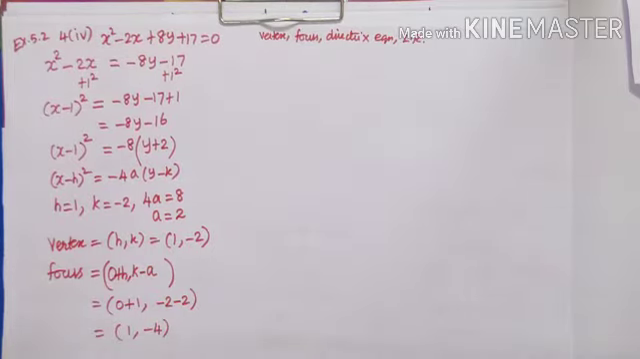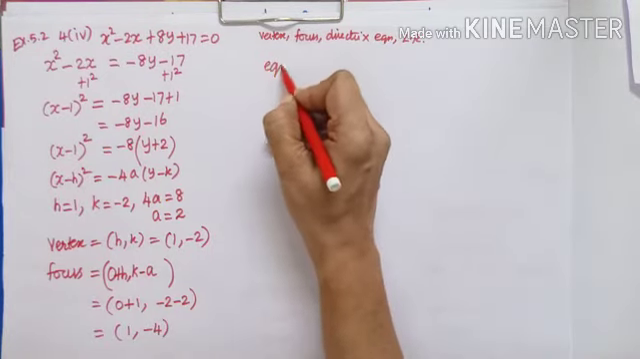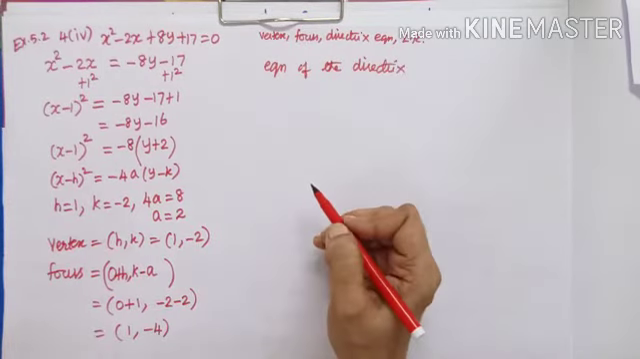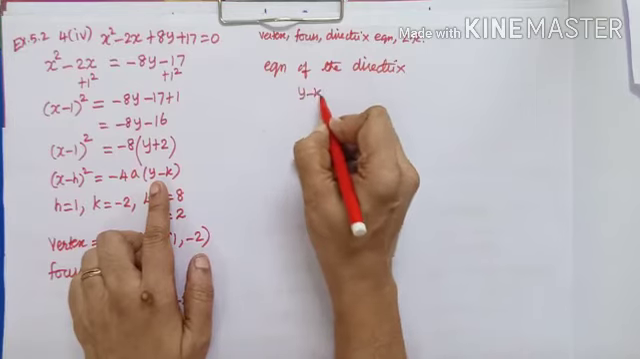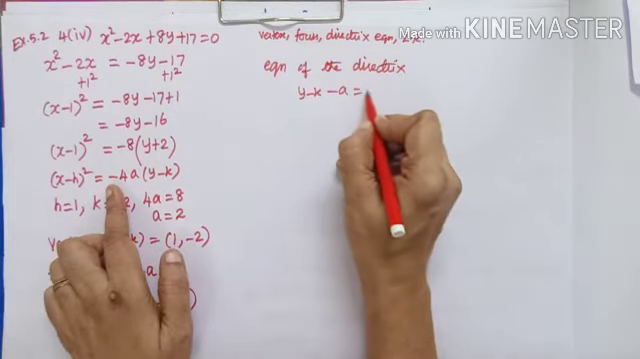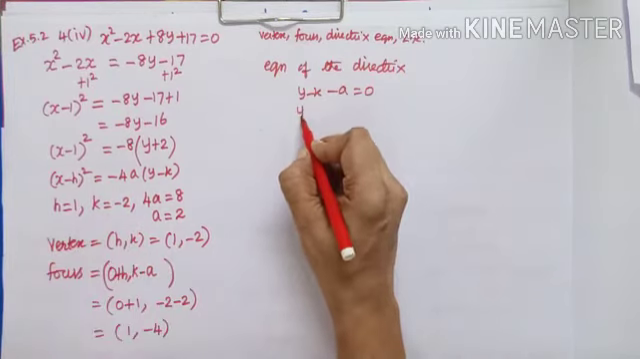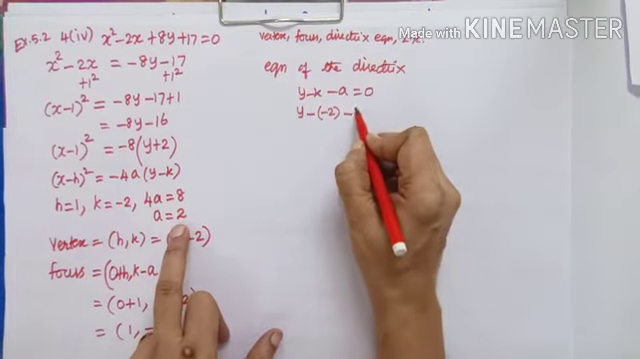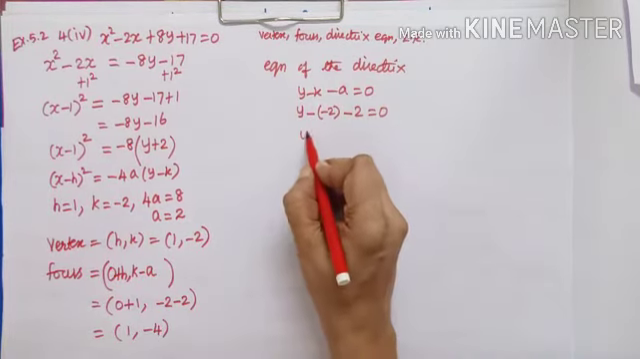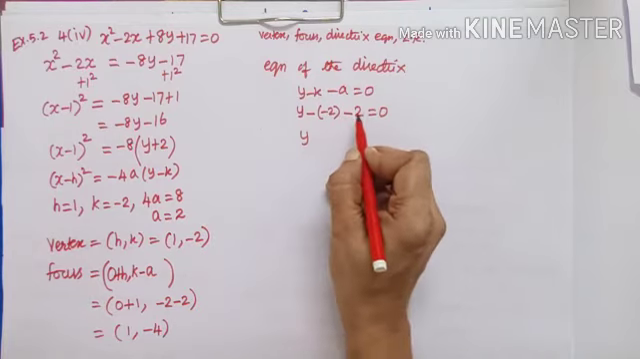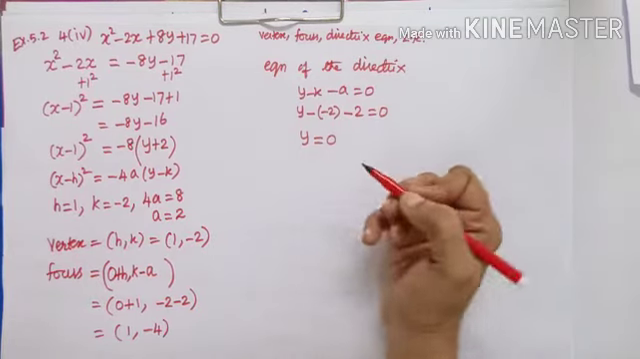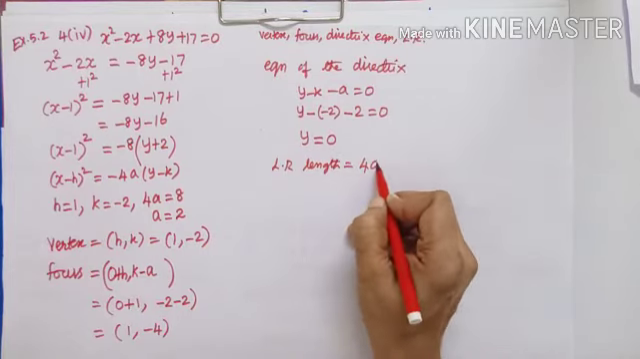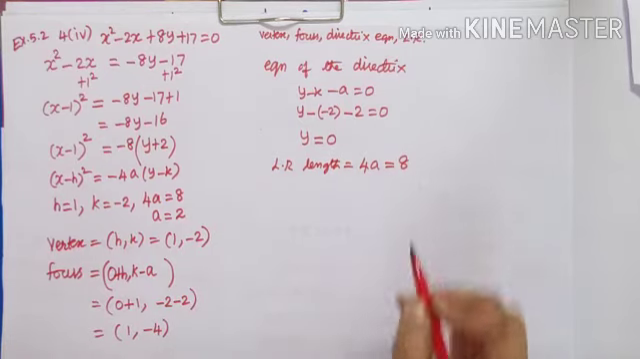My next step, find out the directrix equation. Equation of the directrix. How do we write it again? See the RHS. y minus k minus a equal to 0. In this problem, y minus k value minus 2, minus a value 2, equal to 0. Simplifying, y plus 2 minus 2 gets cancelled. So my answer is y equals 0. Latus rectum length is nothing but 4a, and 4a equals 8. With that the answer is over.